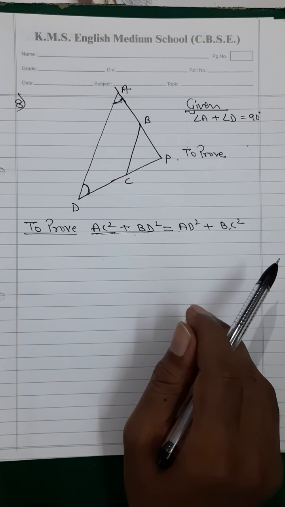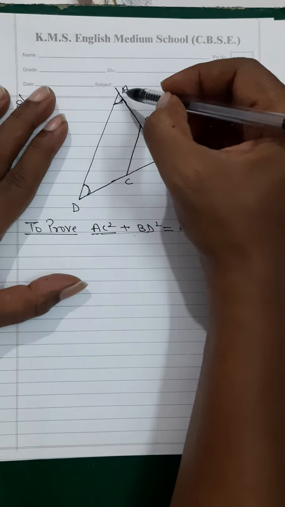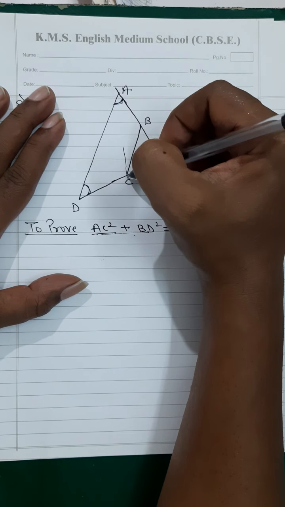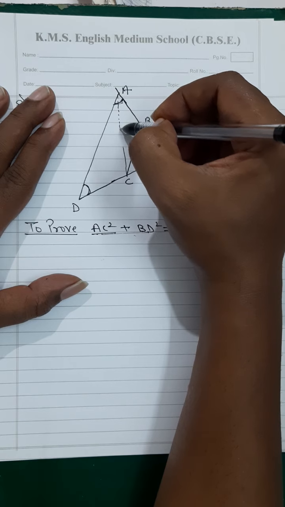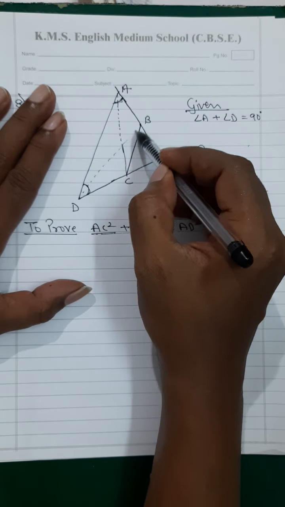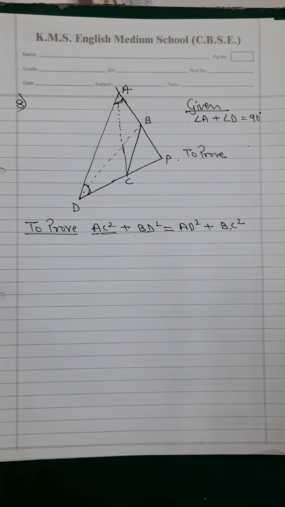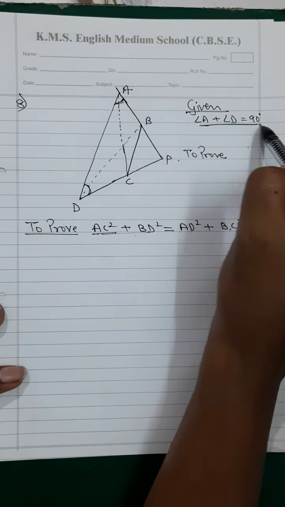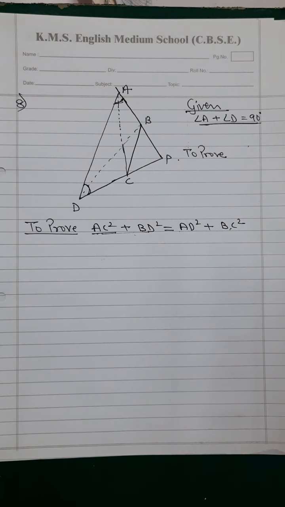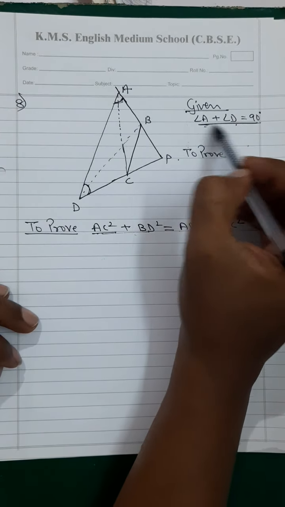Fine. But then, if you think of anything, AC square plus BD square, I will have to find this AC square plus BD square. So I will have to find this BD square. If I go to find this AC square plus BD square, how am I going to generate it? There is nothing, except they have given angle A plus angle D is 90 degree. This is what you have to understand. Angle A plus angle D is 90 degree.